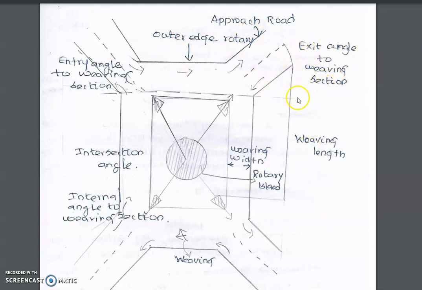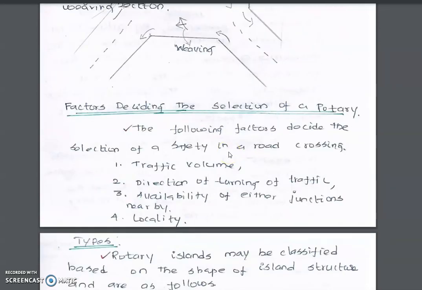So this is exactly the weaving length, and this is the weaving width. Then the rotary island, then the internal angle to the weaving sections, then the intersection angle, and this is called weaving. This is the way the driver can access the road from this road. If he crosses to the opposite road, depending on the situation you have to manage the area. Like this, we give these kinds of approaches to the driver to cross from one road to other roads.